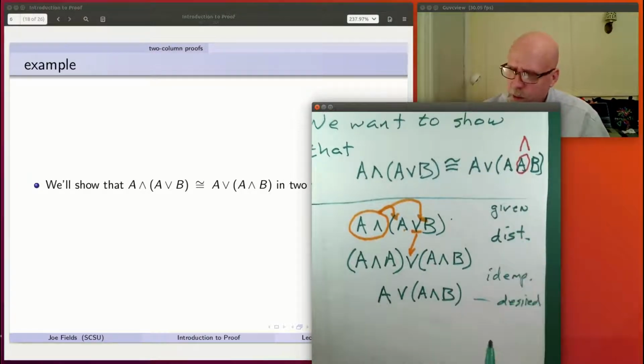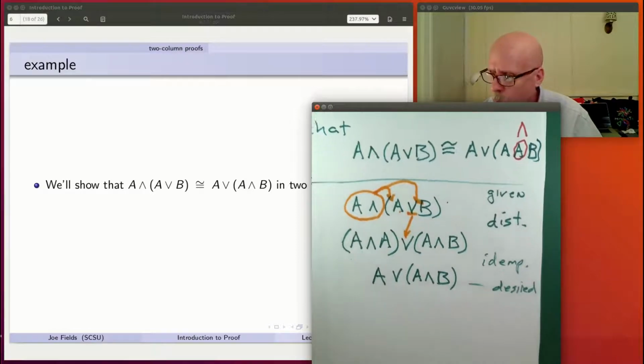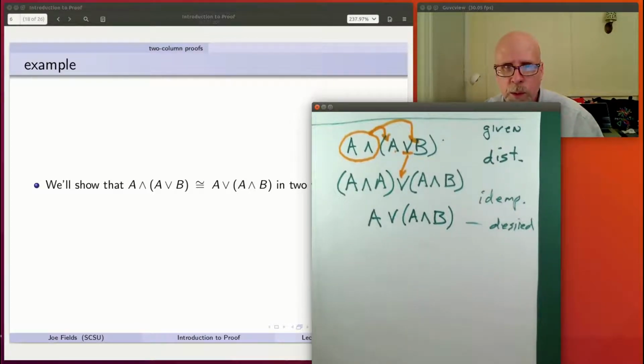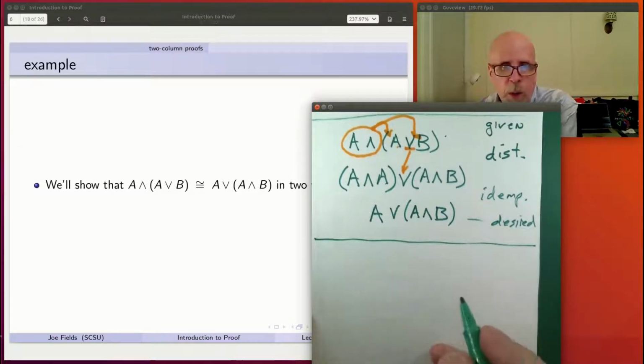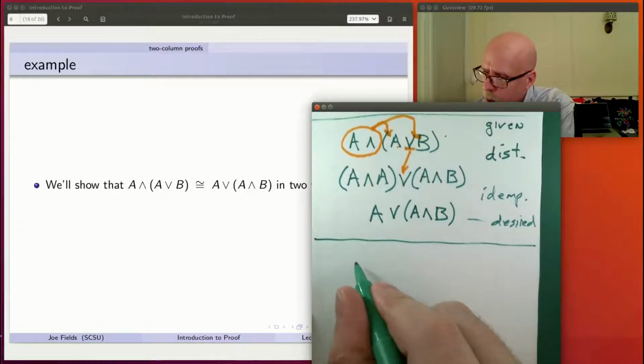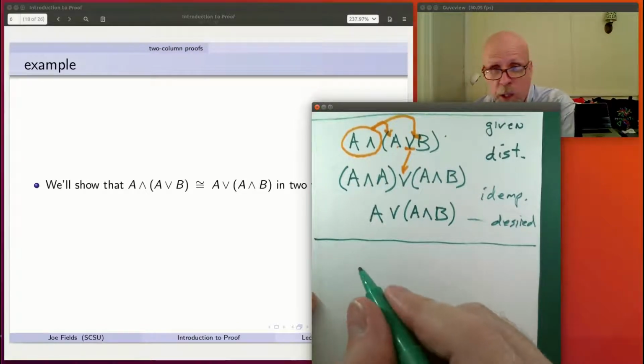You don't have to have those. Sometimes I put them in, sometimes I don't. Usually it's clear to people that you're going to start with where you start and you're going to end with where you hope to end. So labeling them may be redundant. All right, so that's one approach to the equivalence we just had. There's another, which is perhaps quicker. No, actually, they're the same length, but it's less writing for sure.